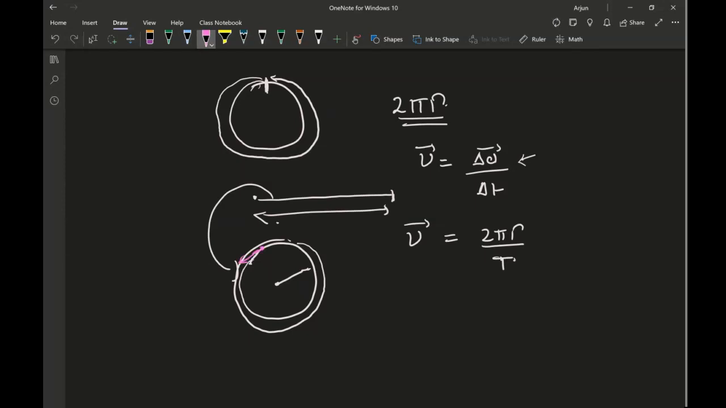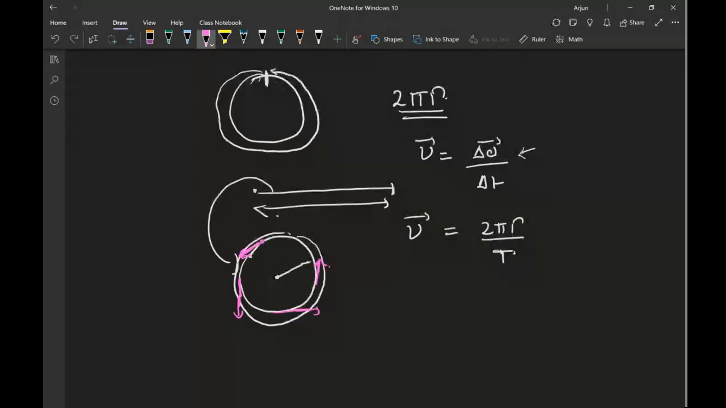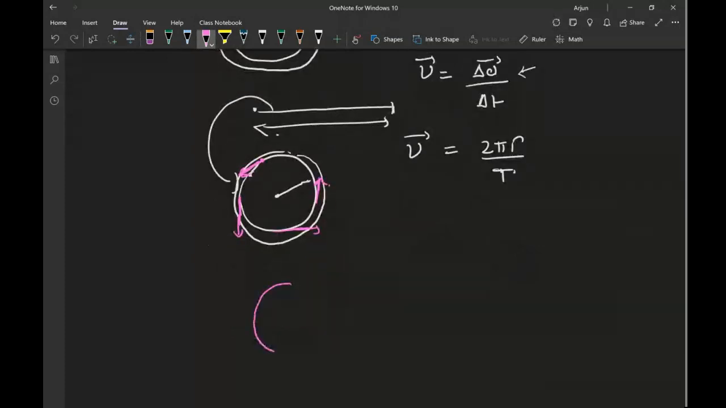So if the object is moving in this direction, this is the velocity direction, this is the velocity direction, this is the velocity direction here, this is the velocity direction here. Now this begs a question. Let's say there is an object which is moving in a circular direction with a constant velocity of 5 meters per second. Now I wanted to find out what is the net force acting onto this object which is moving in the circular direction with 5 meters per second.